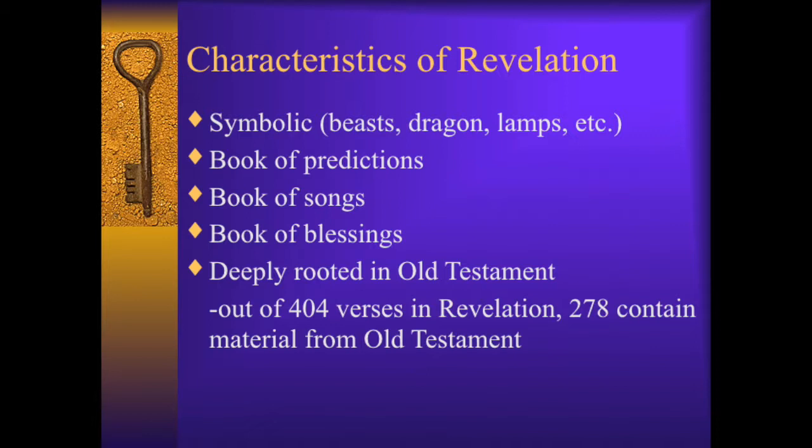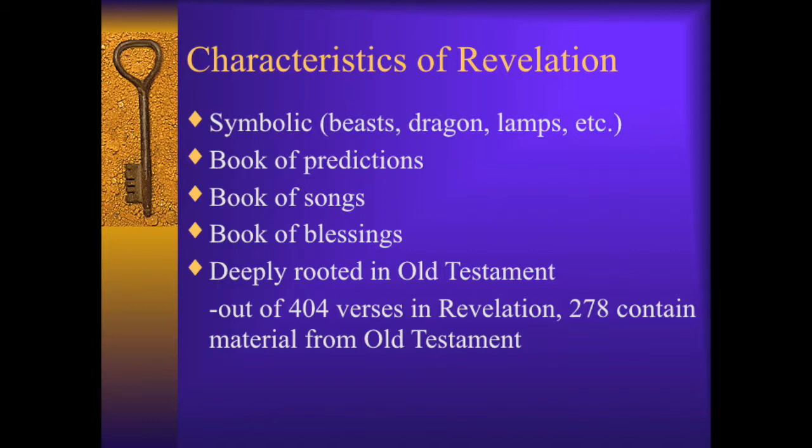If you don't understand the Old Testament, it's going to be very difficult to understand Revelation. And I just mentioned before, if you don't understand the book of Daniel, it's almost going to be impossible. But not just Daniel. We need to know the whole Testament. Why is that? One scholar went through and found that out of 404 verses in Revelation, 278 contain material from the Old Testament.